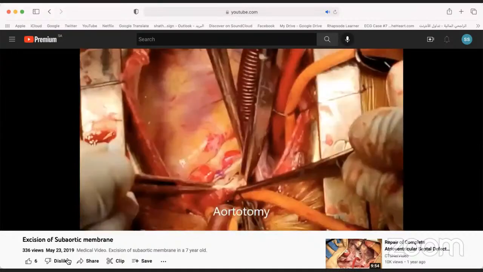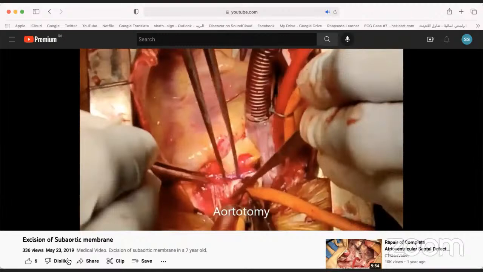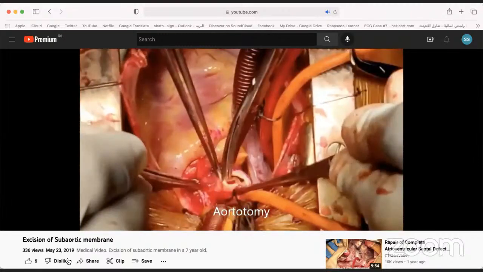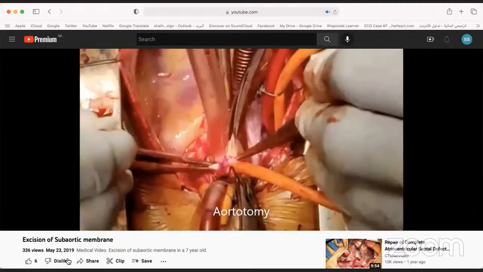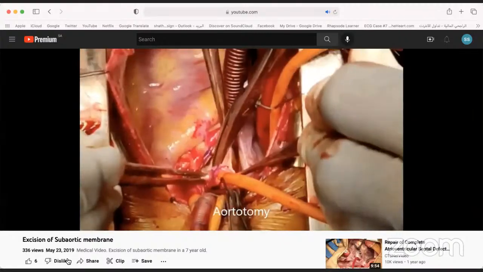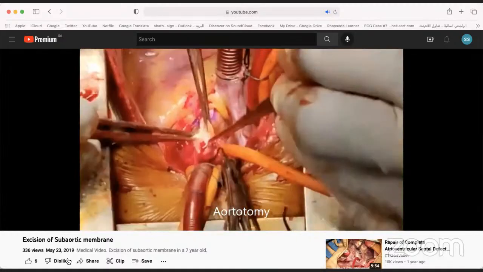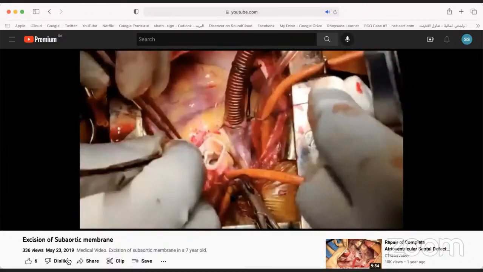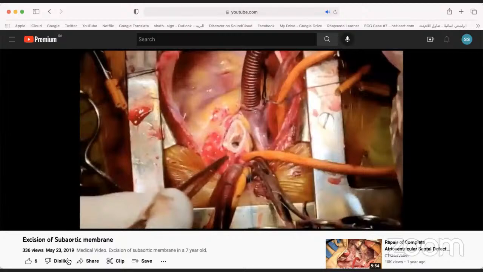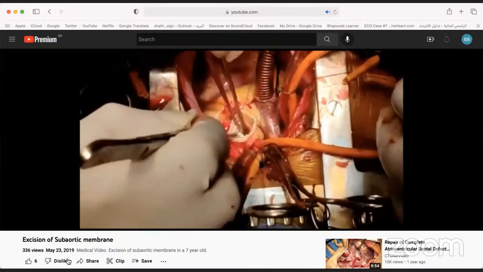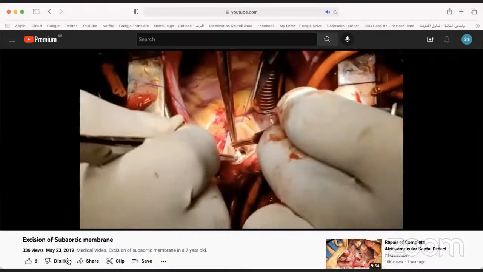Most subaortic stenosis we approach through the aorta. In some cases, we approach it even through the mitral valve, through the leaflet. But in this case, we thought the pathology was right under the aortic valve. Three sutures were used at the commissures to keep the aorta open, and sutures were taken at the nodules of Arantius on all three leaflets to keep the leaflets away.